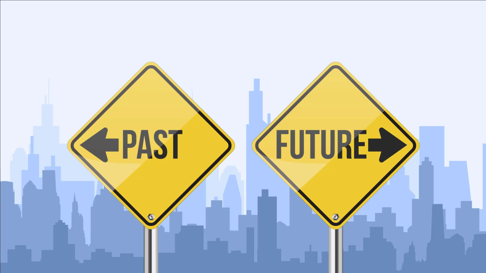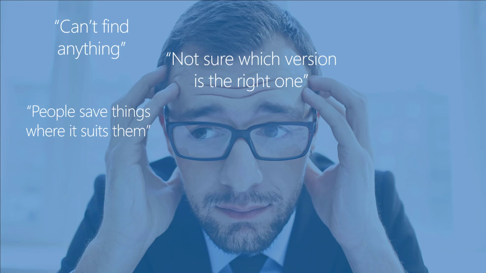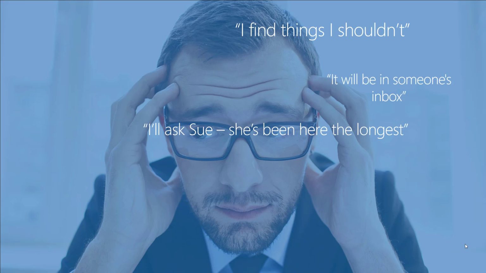So one of the challenges with that traditional type of worker is that when we're using those old school ways, we have some scenarios that are really difficult to work through for other people in the organisation. People have challenges where they can't find things, they can't find anything, or they're not sure which version is the right document because it's locked away in things like file shares that don't have version control. We might have other challenges where people are saving things where it suits them, there's not the right controls around things, and then people find things they shouldn't, or it will be in someone's inbox.